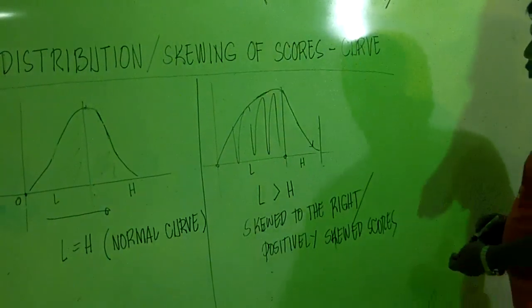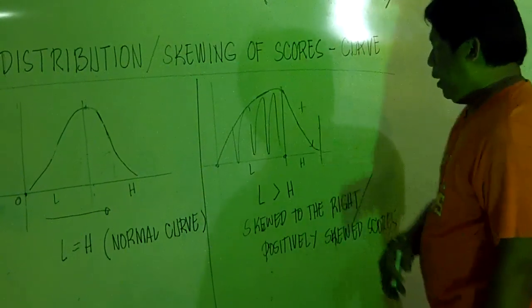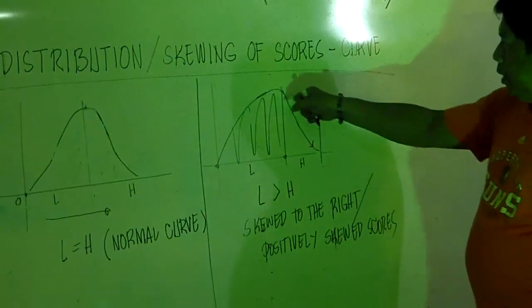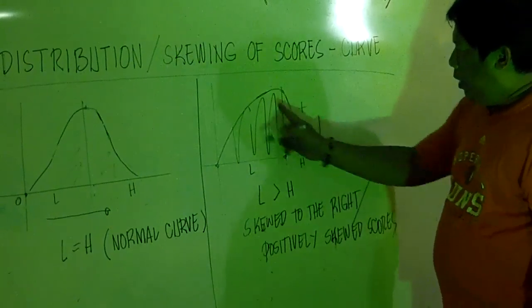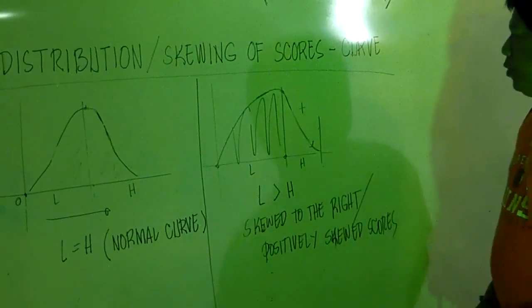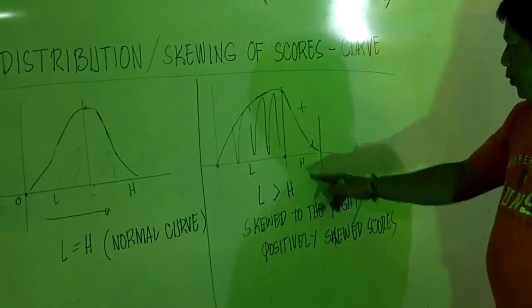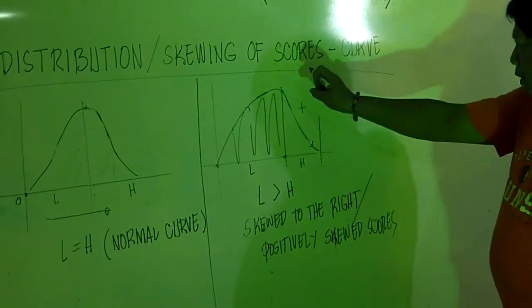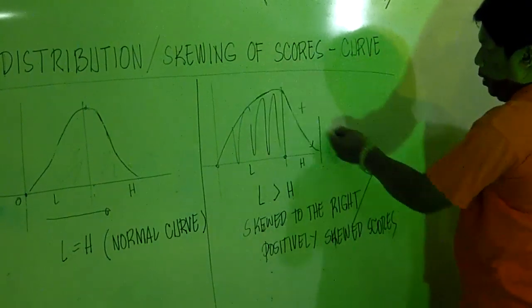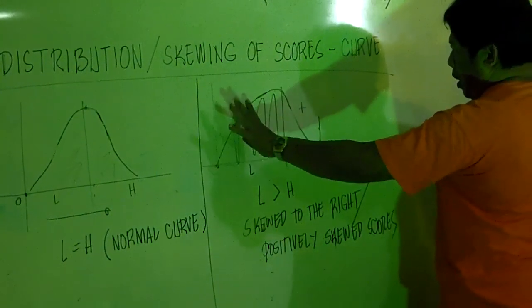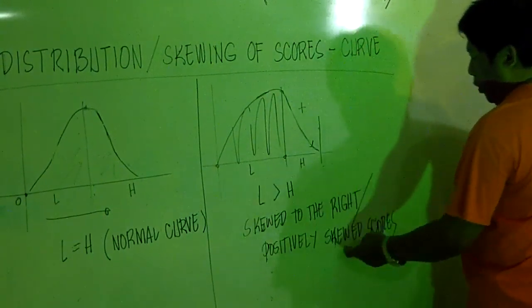It is positively skewed scores because it is to the right. To the right is positive, to the left is negative. But what is being called here in the curve, by this tail here, seems to be the number of scores there in the lower class, which has a bigger value compared to the higher. So you can visualize the pulling of this curve, the lower to the right. That's why we have our scores skewed to the right, or positively skewed scores.